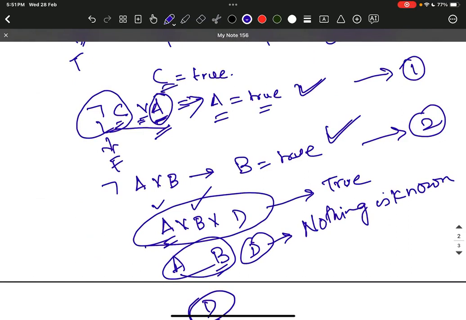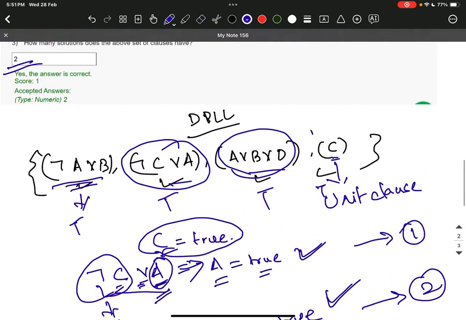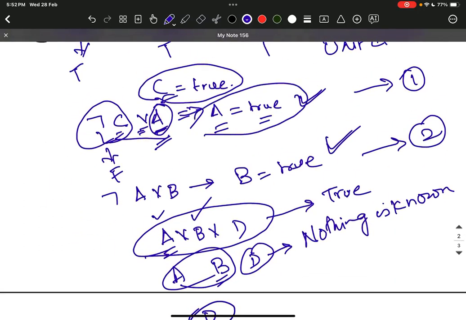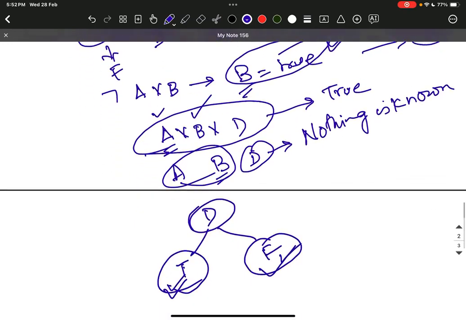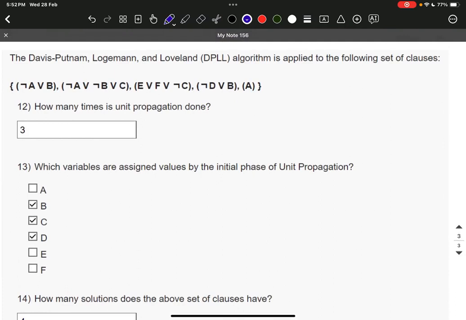We are not going to say anything about C. We are not going to consider C as unit propagation. Why? Because C is already given, so we are not taking this into account. Whatever we gained, whatever we got out of it, those are all the unit propagations. A is unit, B is also unit. So these are the unit propagations. Keep in mind. Now we are going to come to the real assignment question.